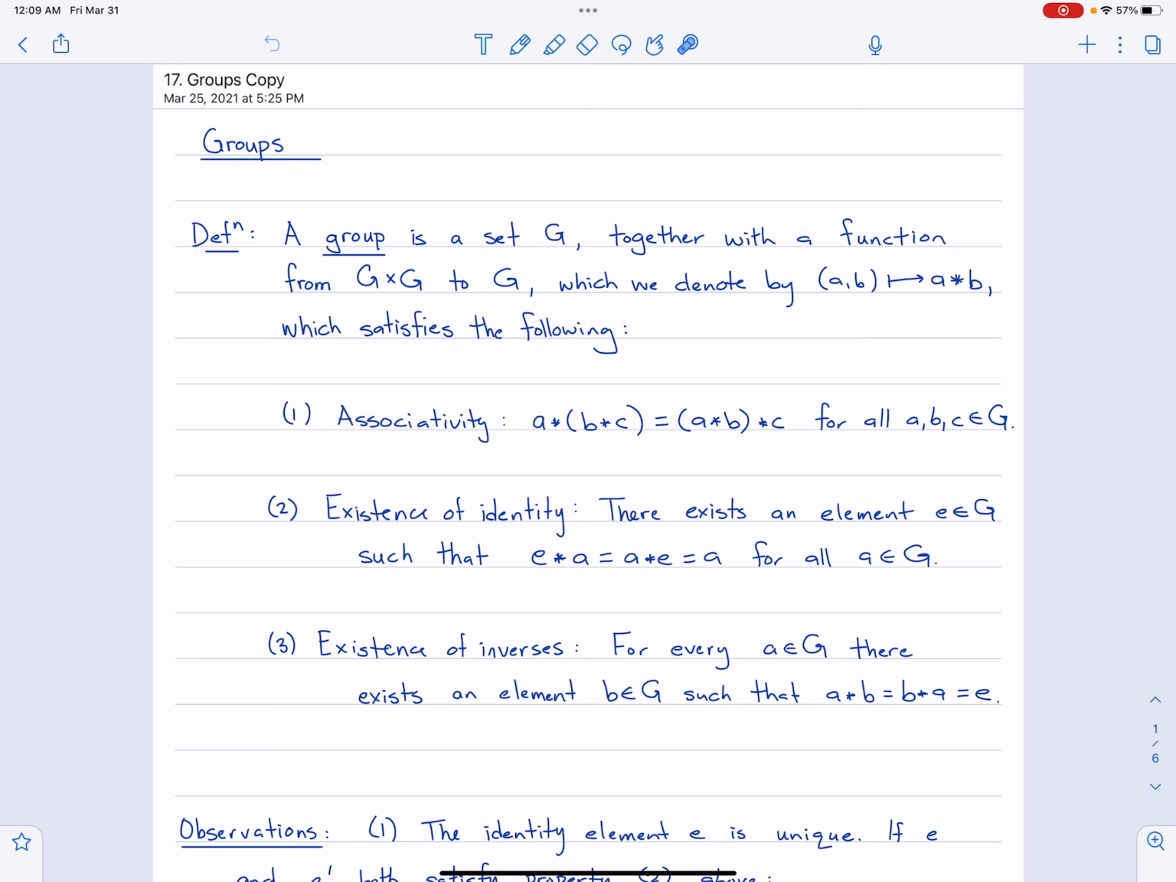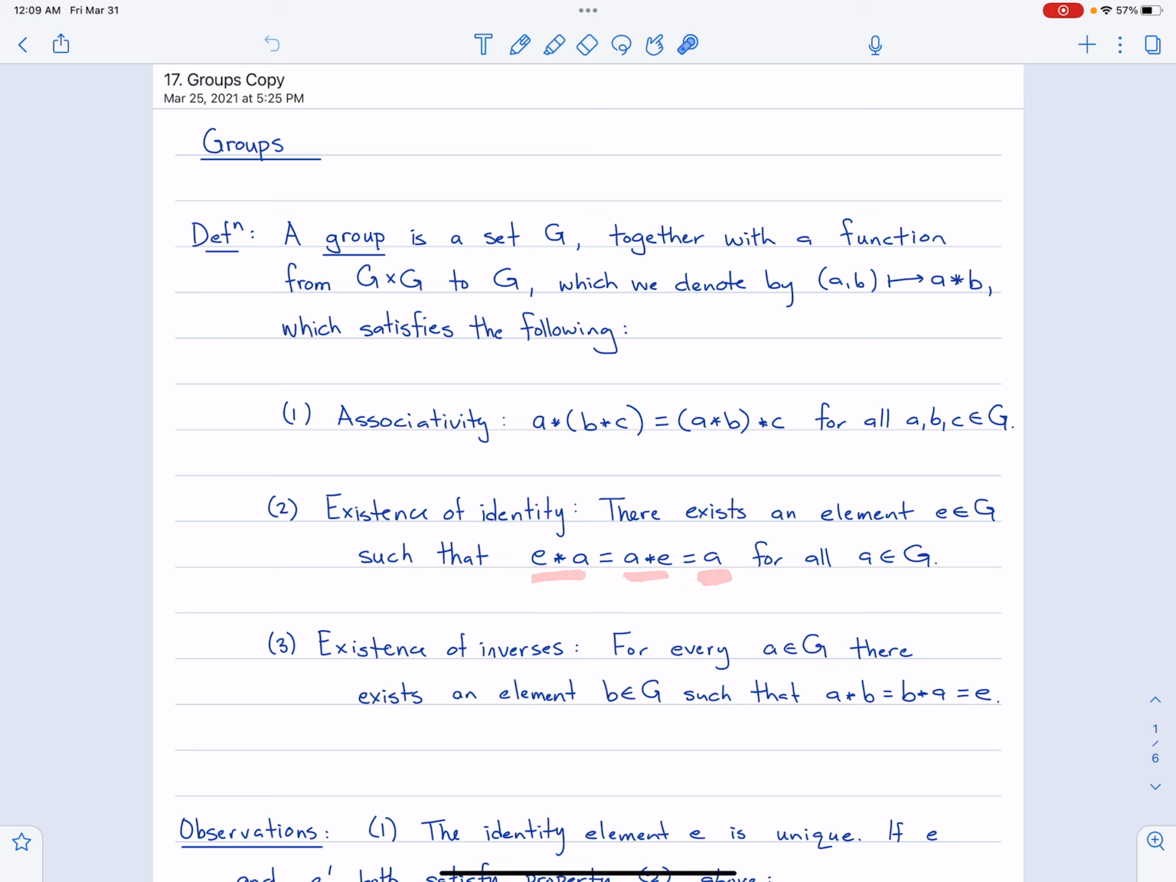Okay. So again, the first property we want is associativity. The second property we want is that there is always a special element of the group, which we'll call E, and it has the property that whenever it gets combined with any other element of the group, and it doesn't matter if we combine it on the left or on the right, that should just give you the element of the group back.